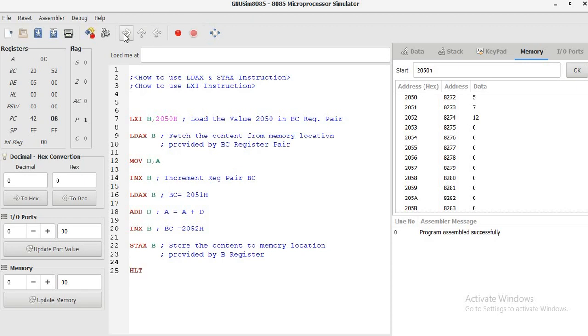So I hope it is very clear with the instructions LDAX, STAX and LXI.